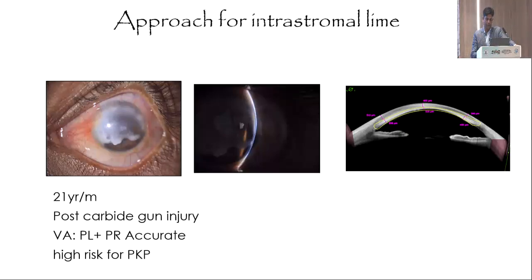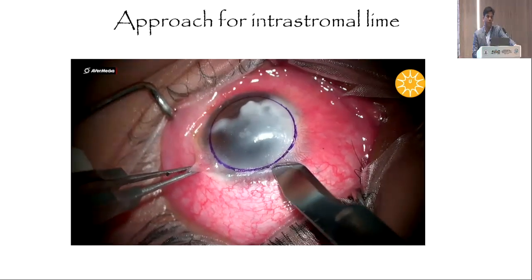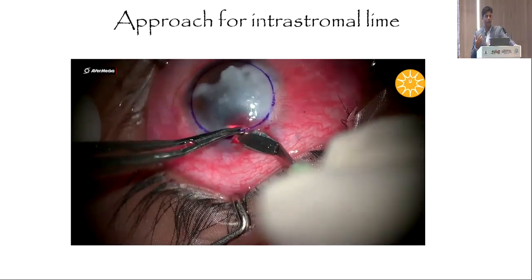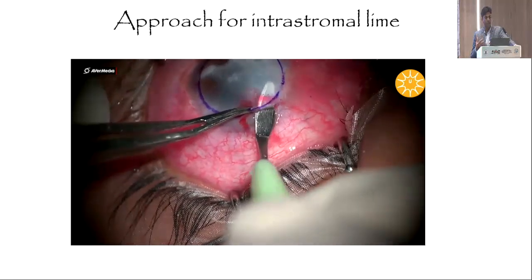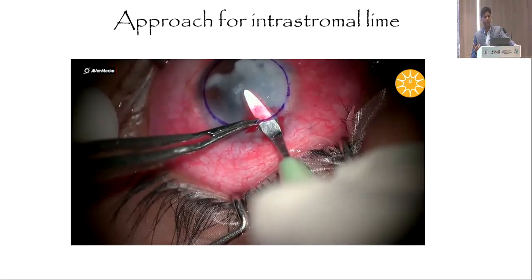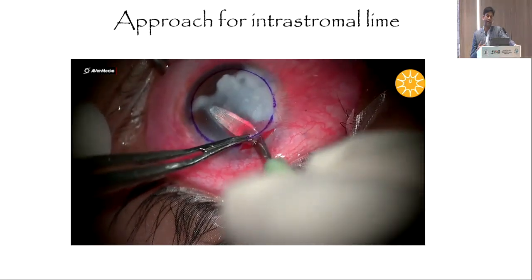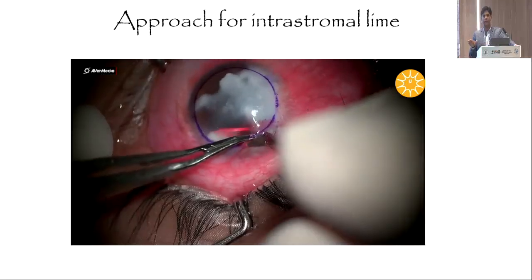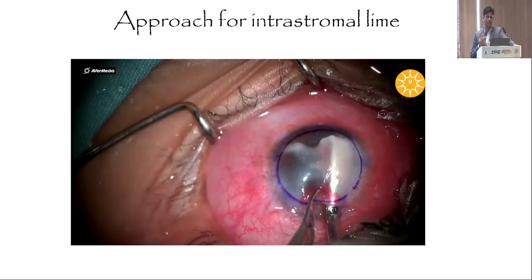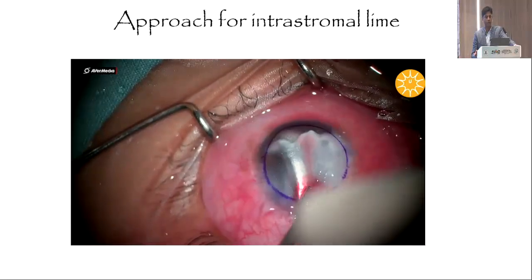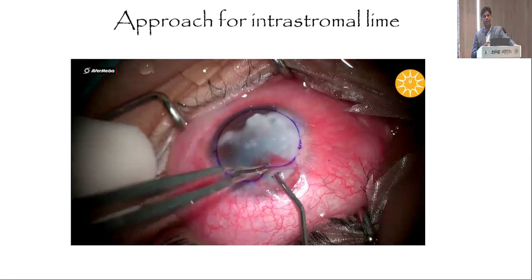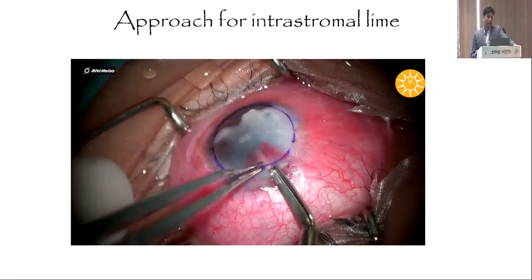So we apply here a unique approach, that is DLEK, the deep anterior lamellar endothelial keratoplasty, deep lamellar endothelial keratoplasty, where I first split the cornea into 2 halves using this crescent knife as well as this blunt dissector. As you can see, the clarity of the instrument is here, meaning the anterior lamella is free of lime.